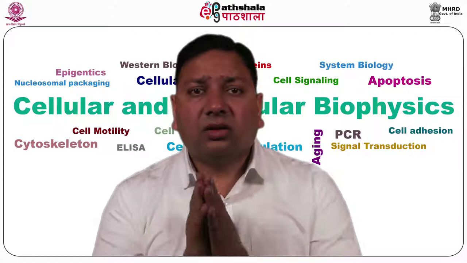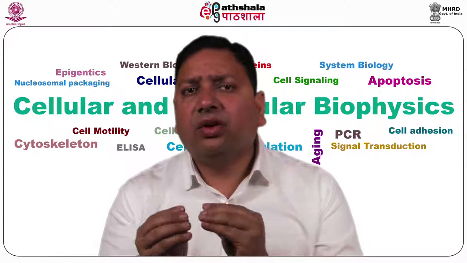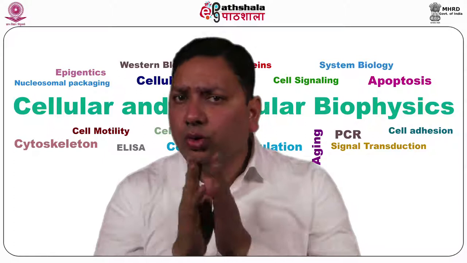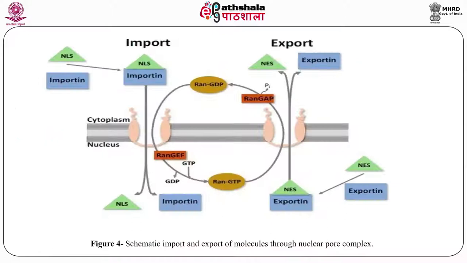This figure 3 shows a schematic representation of import and export of molecules through the nuclear pore complex with the help of the RAN-GAP/GEF system. RAN-GAP is accountable for hydrolysis of GTP and therefore converts RAN-GTP into RAN-GDP, whereas GEF, guanine exchange factor, is responsible for conversion of RAN-GDP into RAN-GTP again by exchanging RAN-bound GDP for GTP.